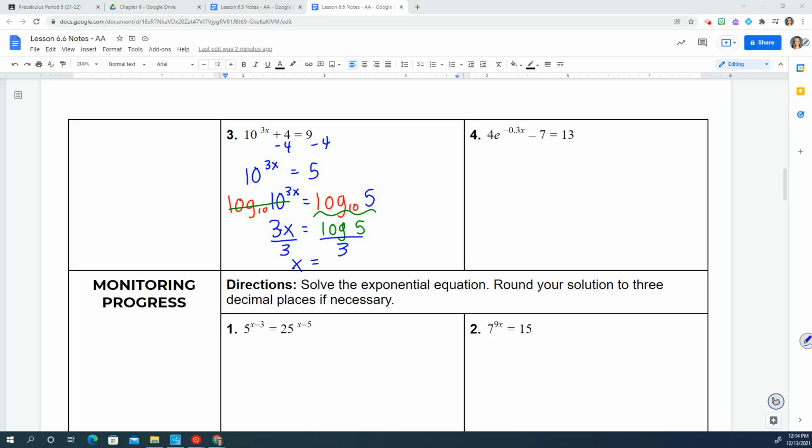And then I usually type this in my calculator all in one step. I do log of 5 and then divide that whole value by 3. It's not the log of 5/3. That's different. You want to do log of 5.